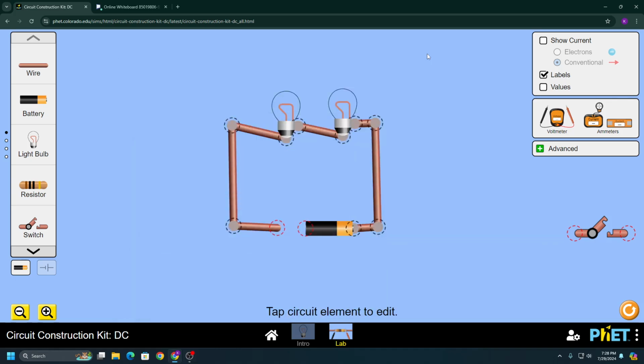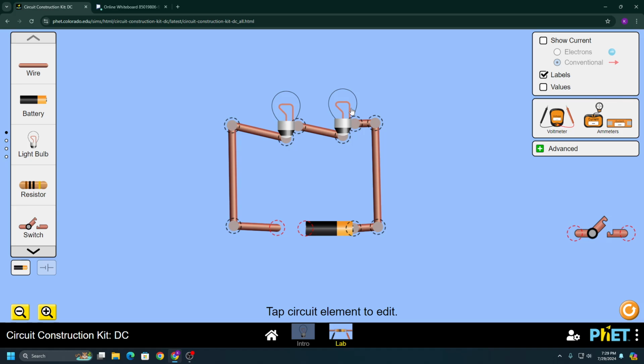We're gonna talk about light bulb brightness today, and predict and explain why a certain bulb would be brighter than another. So right now I have a little bit of a circuit going on, and we have two light bulbs.